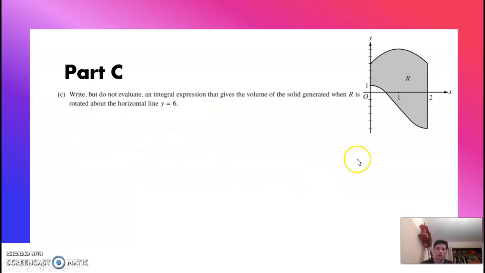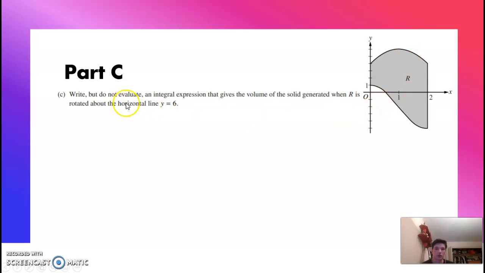Alright, moving on to part C. Here it says, write but do not evaluate an integral expression that gives the volume of the solid generated when R is rotated about the horizontal line y equals 6. If we look back at the graph, we see y equals 6 is up here. We notice that some parts of the region are not touching the axis of rotation up here, so we're most likely going to be using the shell method to calculate this.